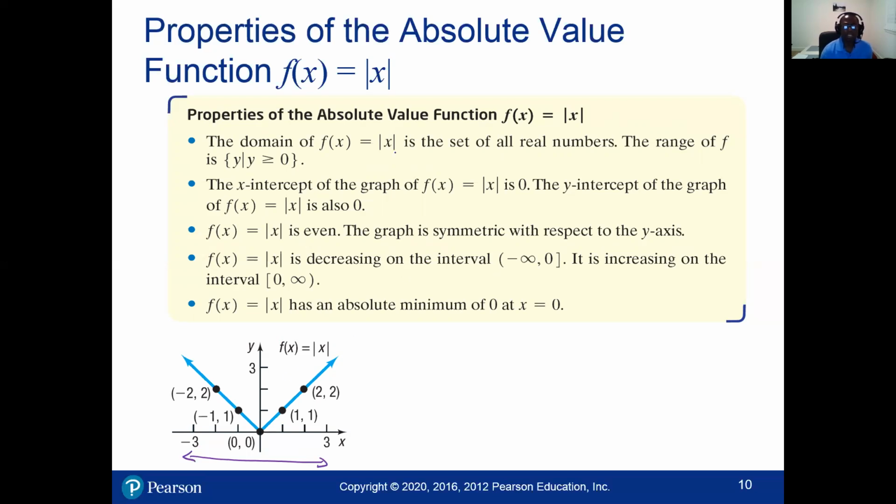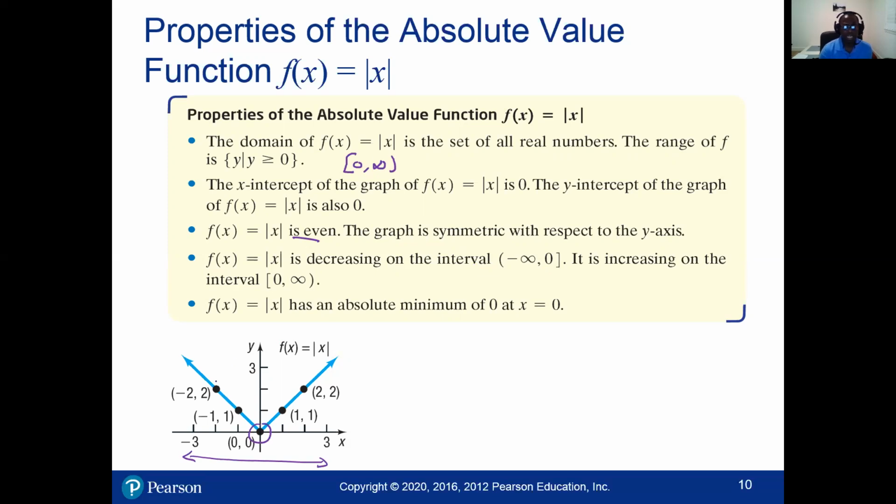Okay, that's your domain. What's the range? The range starts from 0. So the range includes 0 to positive infinity in the interval notation format. Okay, what is the x and y intercept? Well, this value here, the origin, is both the x and y intercepts. This is symmetric with respect to the y-axis, so that's an even function.